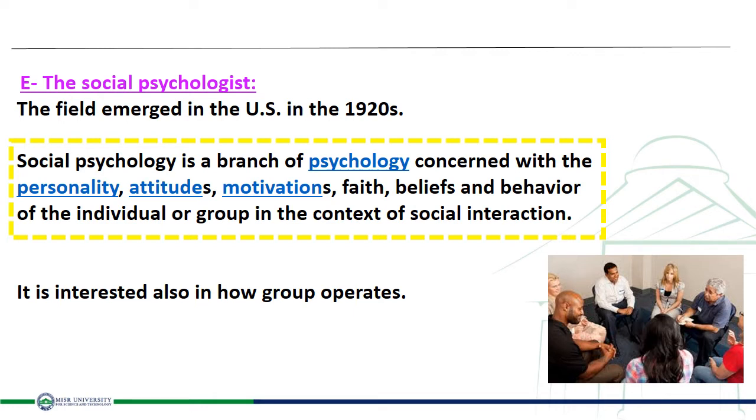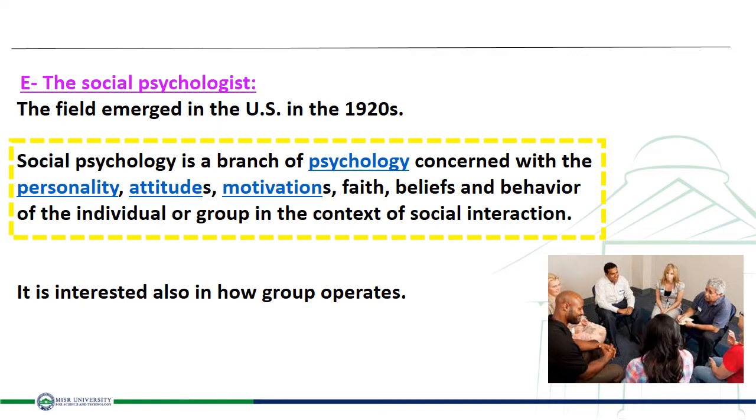It is a branch of basic psychology concerned with personality, attitudes, motivation, faith, beliefs, and the behavior of the individual or group in the context of social interaction. So social psychology is interested in studying the differences between groups in these characteristics, and also the social interaction. It is also interested in how groups operate, I mean the group dynamics. In sum, social psychology is a branch of psychology dealing with social interaction and group dynamics, and with the differences between groups in the main psychological characteristics and functions.